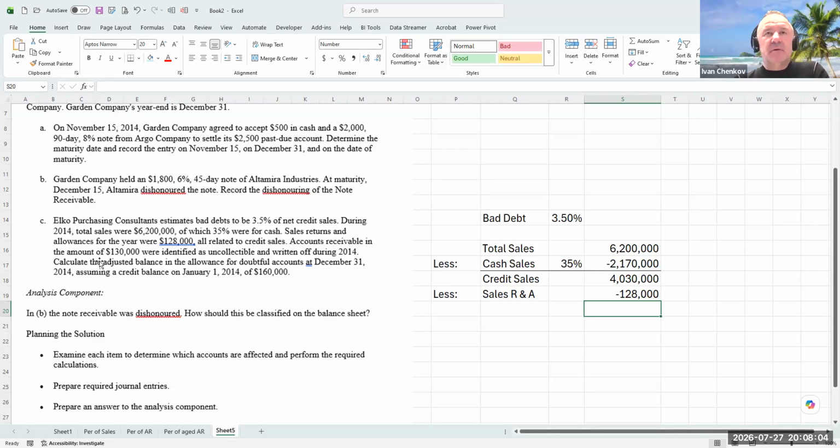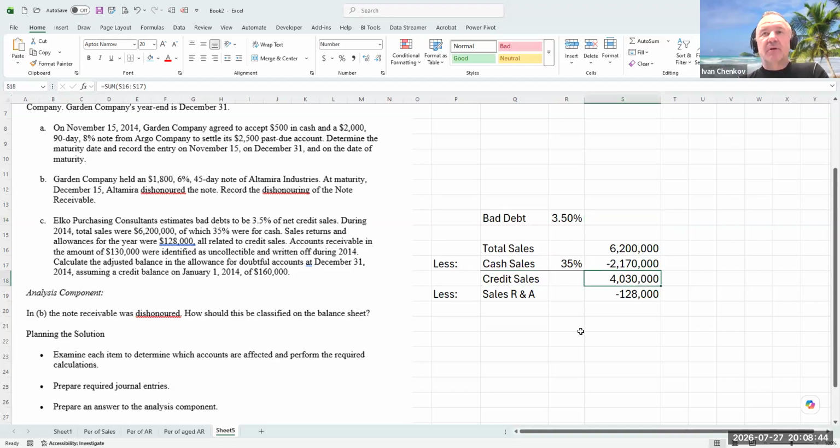Accounts receivable in amount 130 was identified as uncollectible and written off during 2014. Calculate the adjusted balance in the allowance for doubtful accounts at December 31st, assuming that the credit balance on January 1st was $160,000. Okay, so far, what we can do is calculate how much would be the estimated bad debt for this company based on the net credit sales.